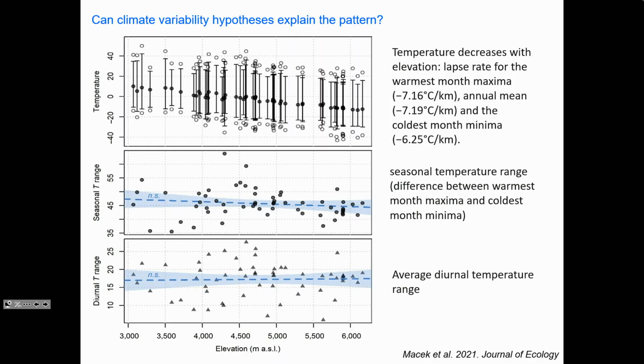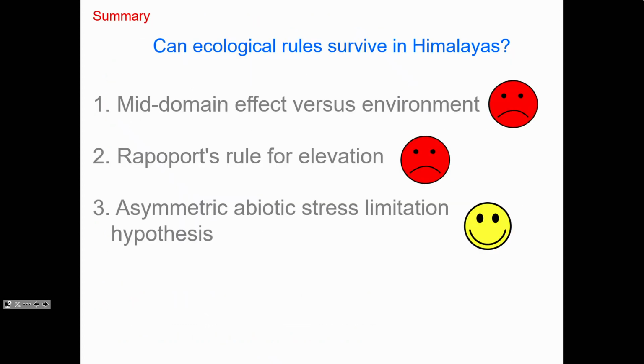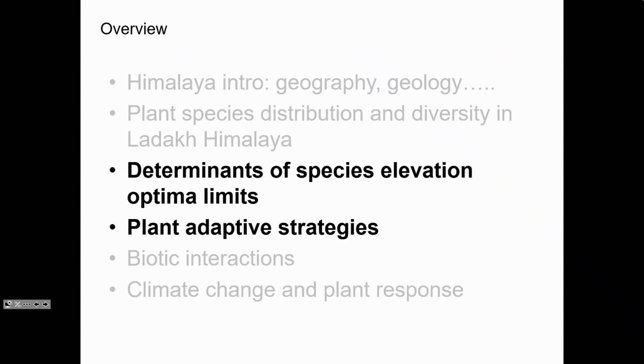And one of the explanations for Rappaport's elevation rule, as I mentioned at the beginning, was that temperatures fluctuate more with increasing elevation than at lower elevation. We didn't find anything like that. We looked at the seasonal temperature range and the diurnal temperature range, and in both cases, there is no significant pattern that could potentially explain the things. So to sum up, mid-domain effect versus environment, we didn't find much support for the mid-domain effect. Rappaport's rule neither. Asymmetric abiotic stress limitation hypothesis, asymmetric niches, yes, we did find support.